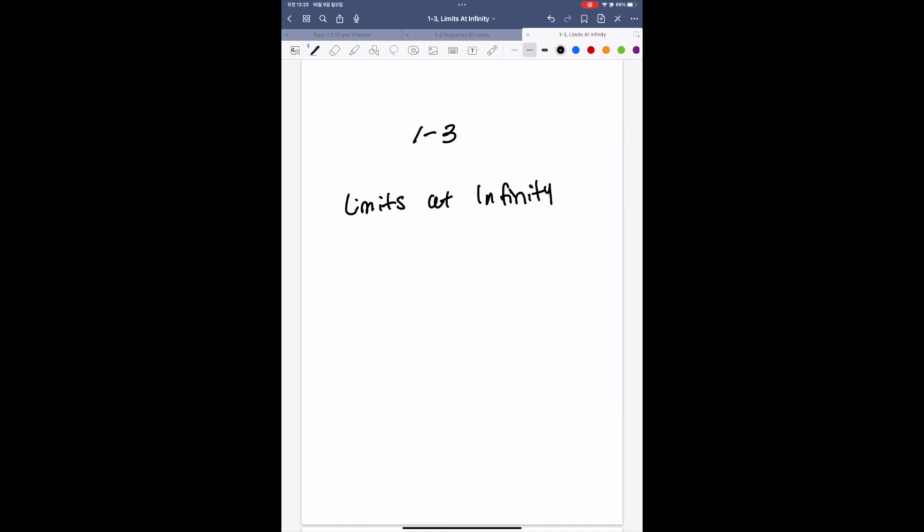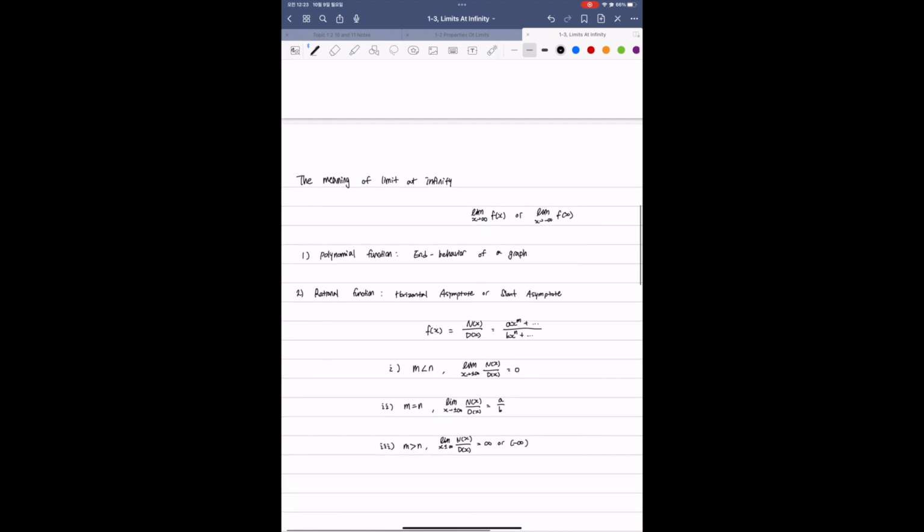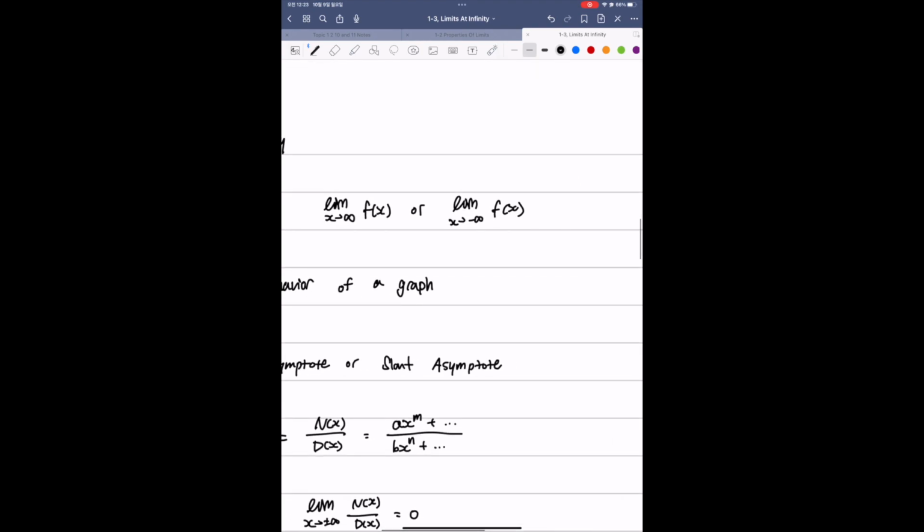We are starting another new section, which is 1-3. It is called Limits at Infinity. So let's get started. So, the definition. The meaning of limit at infinity means that, take a look at here, limits of x towards infinity of a function or limits of x towards negative infinity of the function.